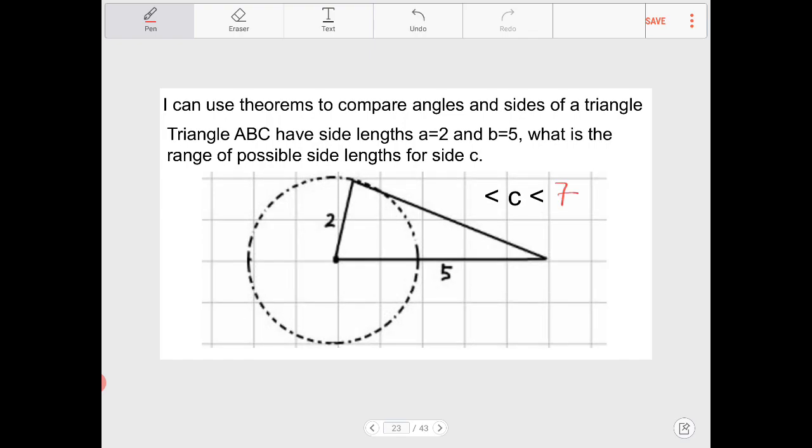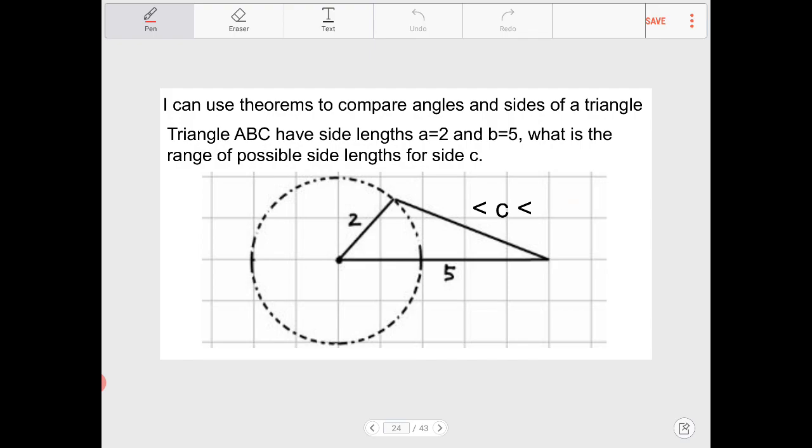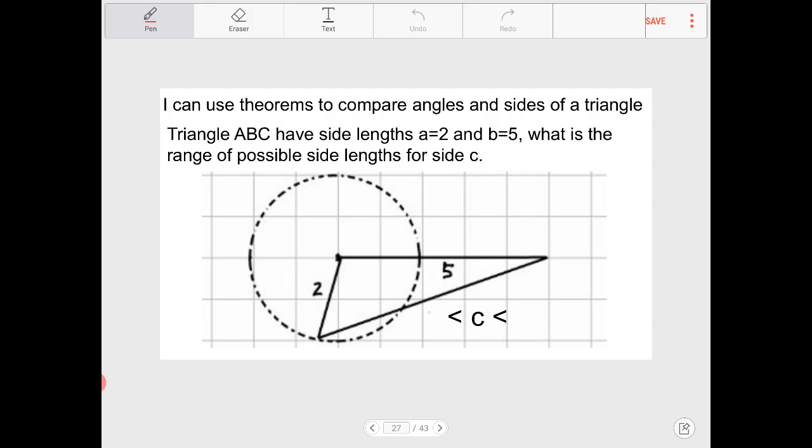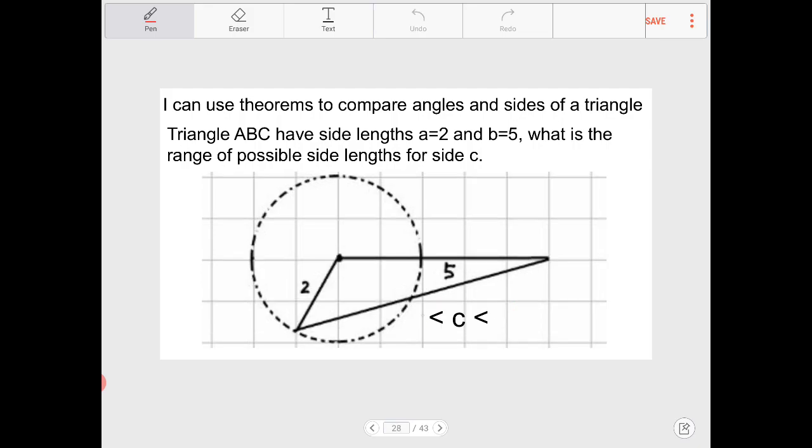Hopefully by now you're beginning to see where I'm going with this. What do you think the other extreme would be? Side length C must be less than 7, and I'm getting closer to that other extreme. So if side length 2 were to lie flat on side length B, side length C must be greater than 3. This would be true going in the other direction too, so side length C must be greater than 3 but less than 7 all the way around.